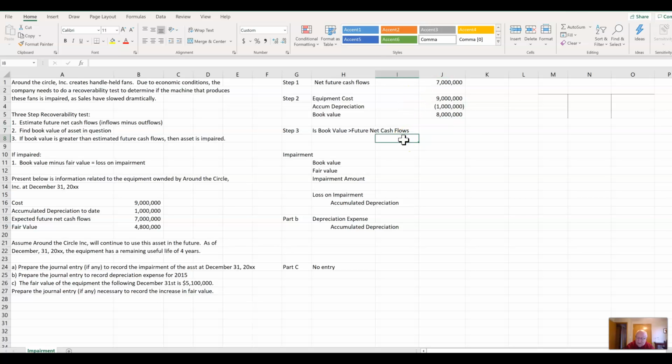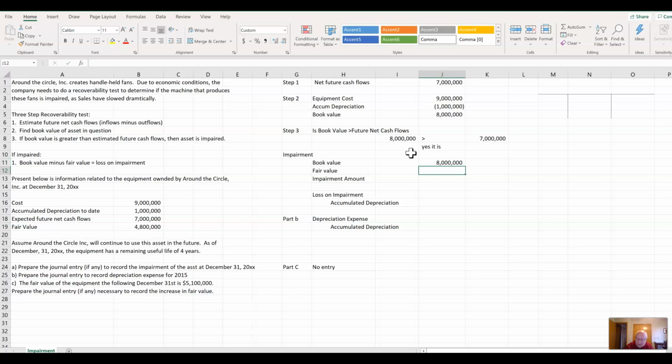Okay, so then the question is, is $8 million greater than the cash flows of $7 million? And the answer to that question is yes, it is. Okay, you don't have to put that in there, but I did. So now, that's find the book value. If the book value is greater than the estimated cash flows, the asset may be impaired. So it is impaired.